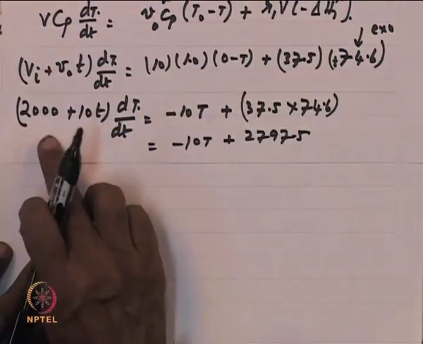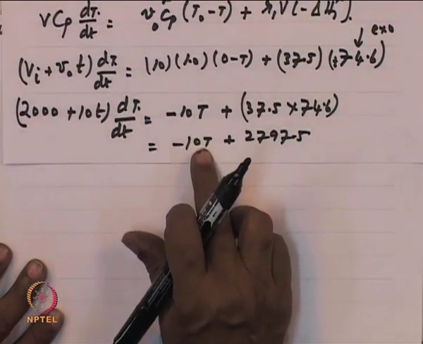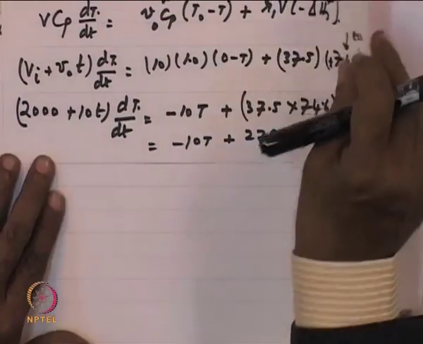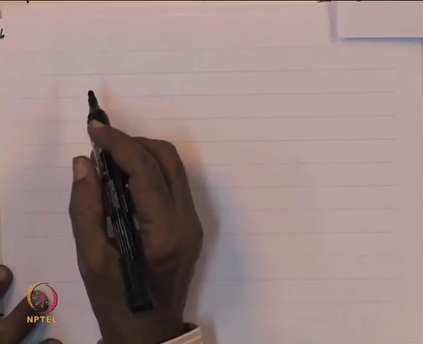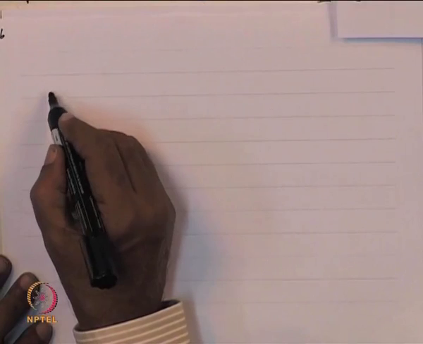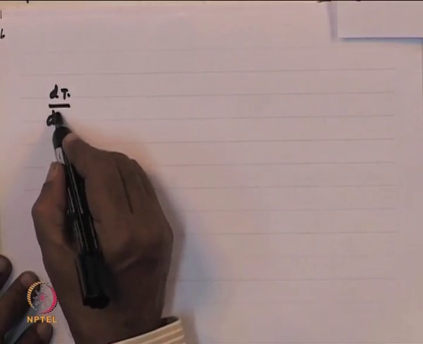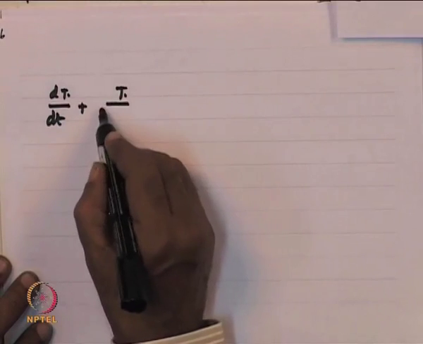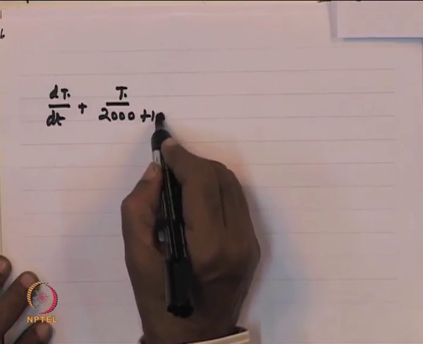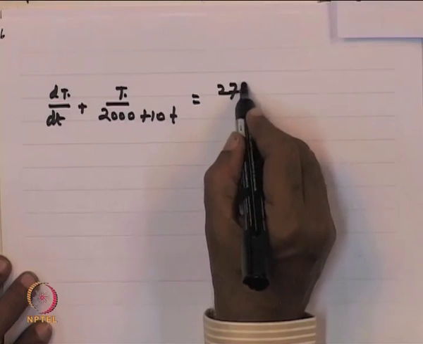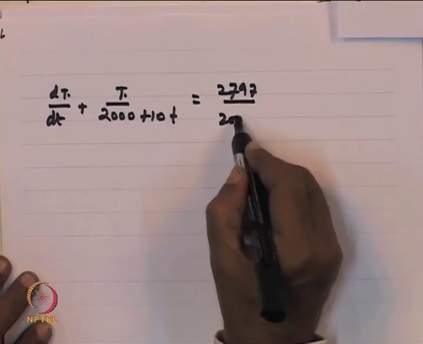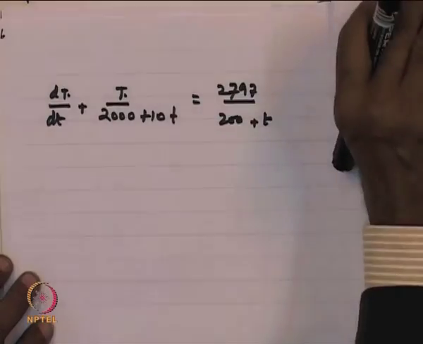Let us do that. Please notice here this is the equation we have. So, 2000 plus t, dT by dt is minus 10 T plus 2797. Okay. So, we can integrate this. I have done this like this. So, dt, let me see whether I can do it like this, plus t divided by 2000 plus 10 t equal to 2797 divided by plus t. This is okay. Let me see how it shapes up.